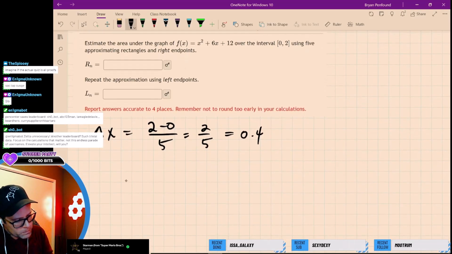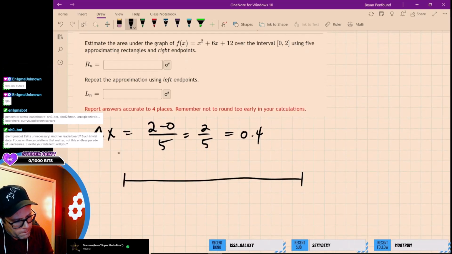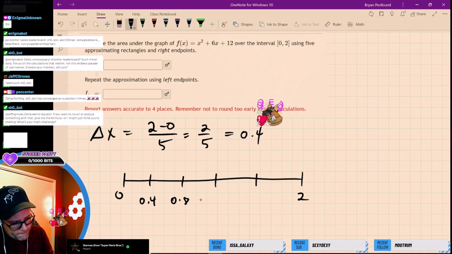in here, right? Another leaderboard, such a trivial data. Focus on the calculations that matter, not this endless parade of usernames. Elevate your intellect, will you? Final GBTR.